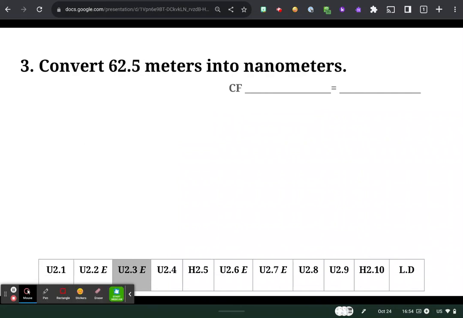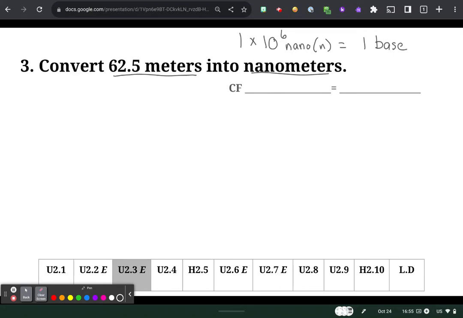All right, convert 62.5 meters into nanometers. So I'm going to start by looking at the conversion sheet we give you, and I'm going to write out exactly what I see, and then we'll talk about what that means. On the conversion sheet, I see nanometers, 1 times 10 to the 6th, it says nano, n, equals 1 base. I want to make sure you understand what the base is.